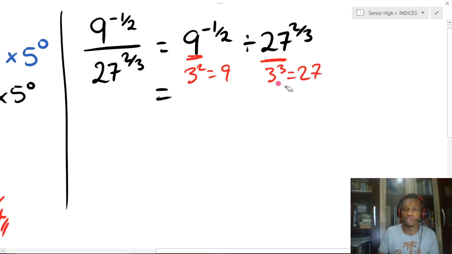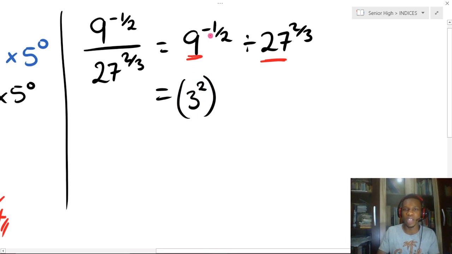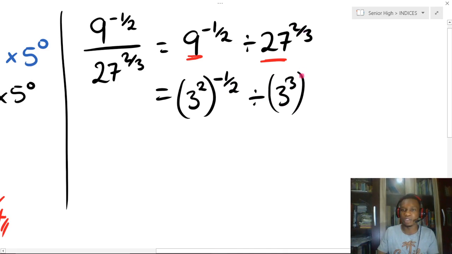Therefore, I will convert these values to their common base so that I can easily simplify using indices. Is that okay? So what happens here? This 9 becomes 3 raised to the power of 2. But remember, because it's already carrying a power, I put it in brackets, and then raised to the power of minus 1 over 2. Dividing, here is 3 raised to the power 3. Because this is already having a raised power, I put it in brackets, and it's raised to the power 2 over 3.